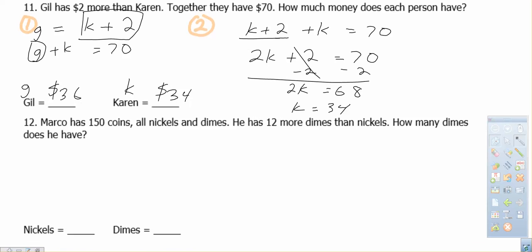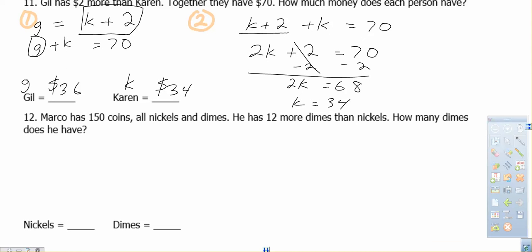All right, number 12. Marco has 150 coins, all nickels and dimes. So why don't we say nickels and dimes? Now before we go any further, we can use that setup right there. We have 150 coins, which means that N plus D equals 150. Okay, next. He has 12 more dimes than nickels. So his dimes are 12 more than his nickels. Now the question is, how many dimes does he have?